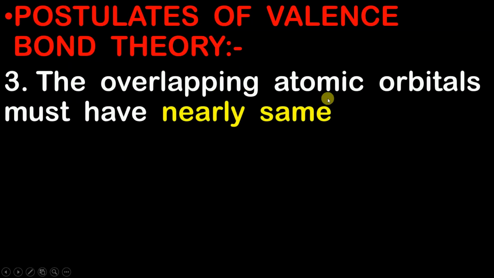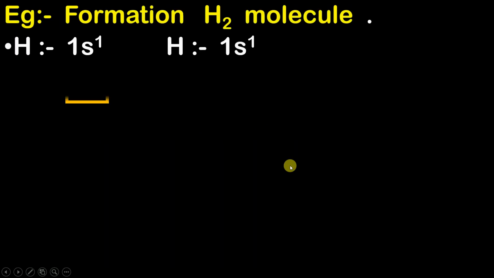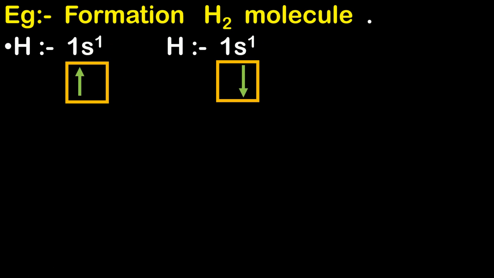The third postulate tells us that the overlapping atomic orbitals must have nearly the same, which means comparable, energies. Now what is the meaning of this? As we have mentioned earlier, this 1s1 is going to overlap with this 1s1 to form a covalent bond. Now this 1s and 1s both have the same energies. Why? Because they are both the same orbitals. So it is necessary that the overlapping orbitals, here 1s1 overlapping with 1s1, both have the same energies.